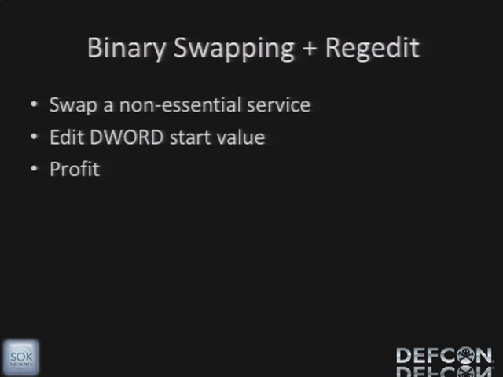So instead, what I did was a combination of binary swapping and registry editing. I swapped a non-essential service. In this case, I picked the print spooler, swapped out spoolsv for another executable, and then edited the DWORD Start key in the registry, which doesn't change the registry size. It's a very simple edit. It will not give you angry warnings, and will make sure that this thing gets run on boot, privileged, reliably, in any version of Windows. So now we are cooking with gas.